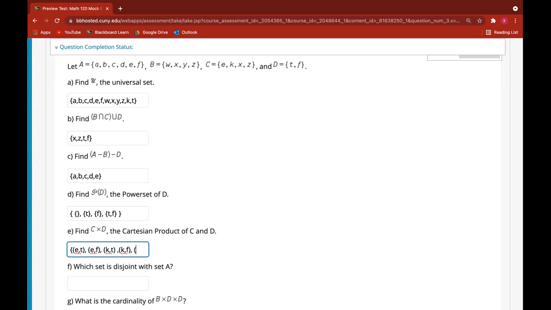And here you can have X, P, and then you have X left, and then you have Z, T, and then finally you will have Z, F. Okay, so you should have an element there.